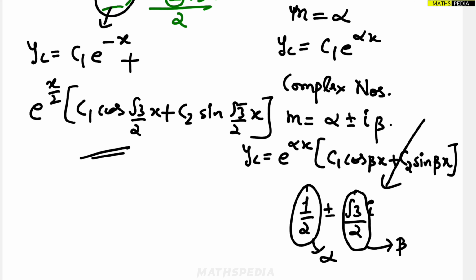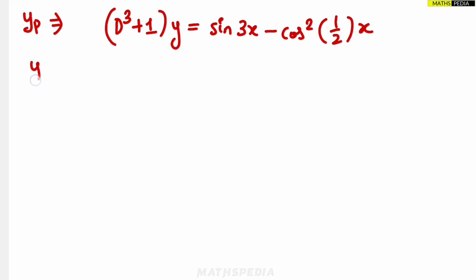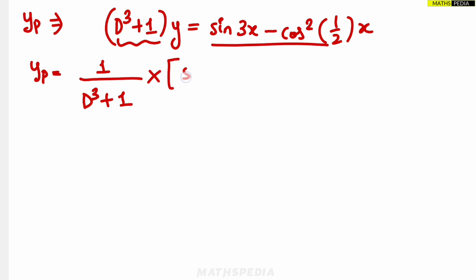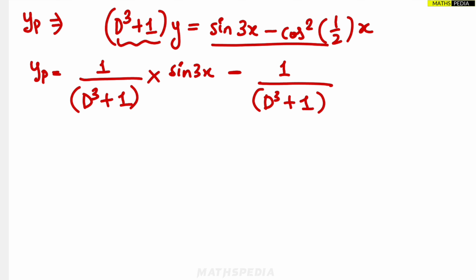Now we have to go for yp. This was the question. So you have to write it in the form of 1 divided by whatever is the function of d, which is in the bracket, you have to copy paste. So d cube plus 1 into the RHS part, we are having sine 3x. So we'll take separately, okay. First one, sine 3x, then the minus sign is there, I'll put the minus sign. 1 divided by, again d cube plus 1 into cos square half x. Okay, so we have taken this separately.